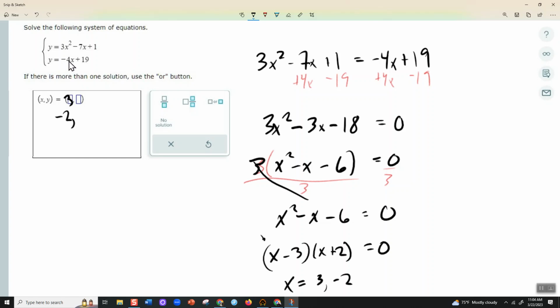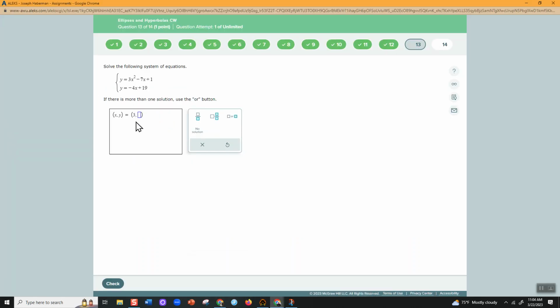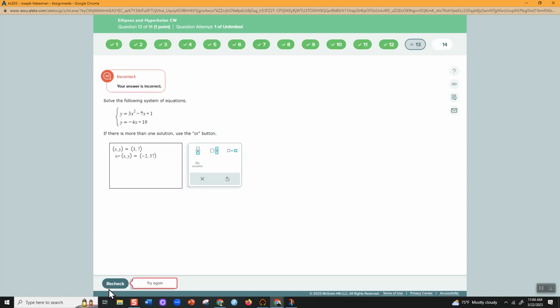Negative 4 times 3 is negative 12. Negative 12 plus 19 is 7. Okay, plug in negative 2. Negative 2 times negative 4 is 8. 18 plus 19 is 37. 37, negative 2, 37. Uh-oh, made a mistake somewhere here. Let's pause it. I think I just added wrong here. I think this is a 27. I'm trying to rush. There we go.